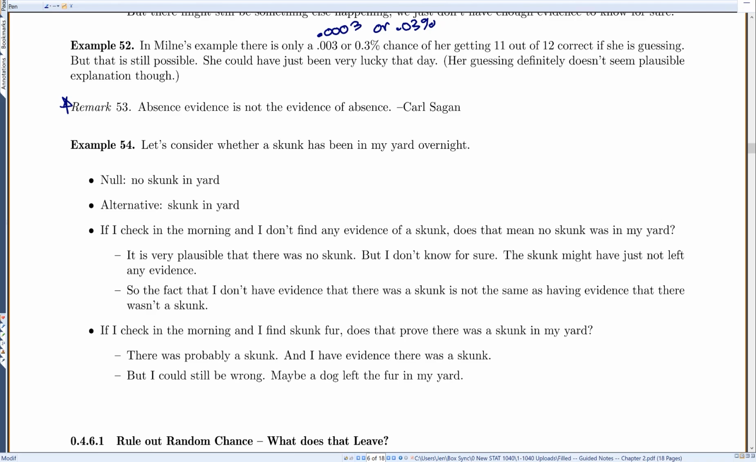What about the other way though? What if I check in the morning and I find skunk fur? Does that prove that there was a skunk in my yard? Well, there was probably a skunk. I have evidence there was a skunk, but I could still be wrong, like maybe a dog left the fur in my yard. So evidence can still always be wrong. In statistics, we're just dealing with probabilities. We can tell you what is likely, but we could still be wrong.